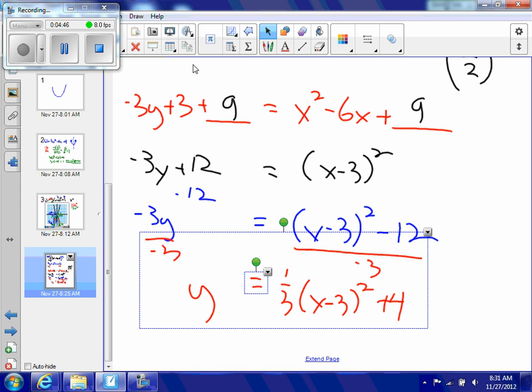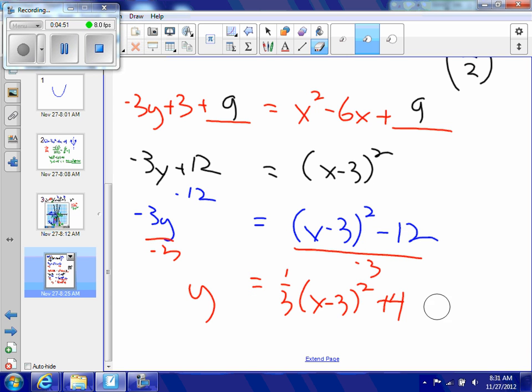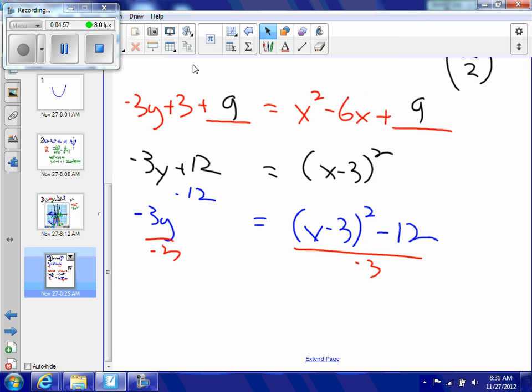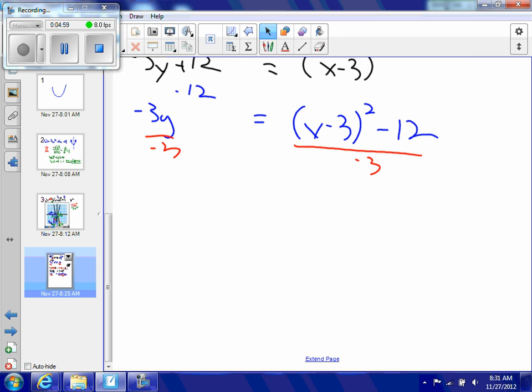What would it be? Here, let me just write this again here. What was the question here? What happened to the negative? So I got to here, right? And my negative 3 divided by negative 3 gives me a positive y.